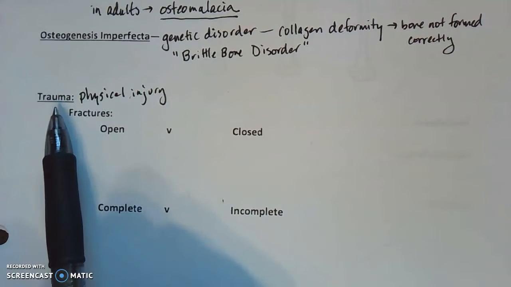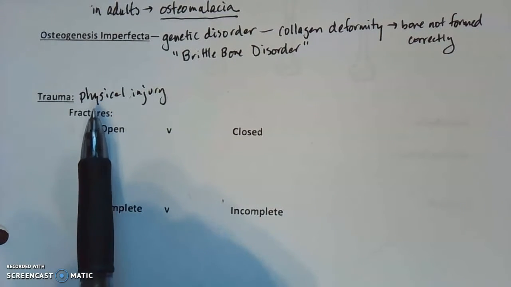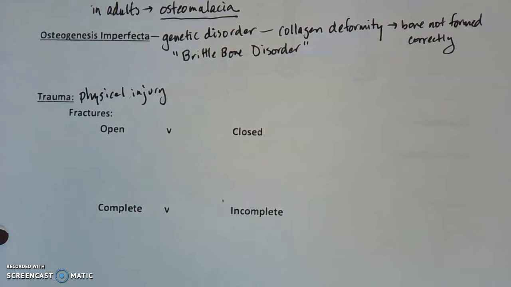So in this video we're going to look at trauma. And trauma to bone is a physical injury, and for the most part that is going to be a fracture. So the bone breaks. And we're going to look at the different types of fractures that are involved, and I will have some supplementary materials for you to look at.